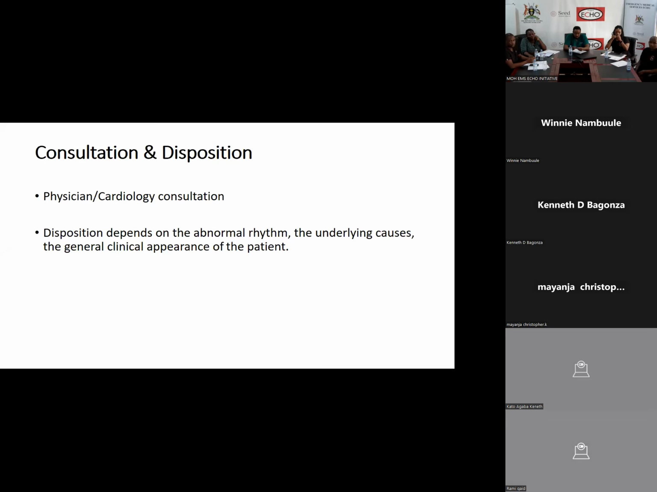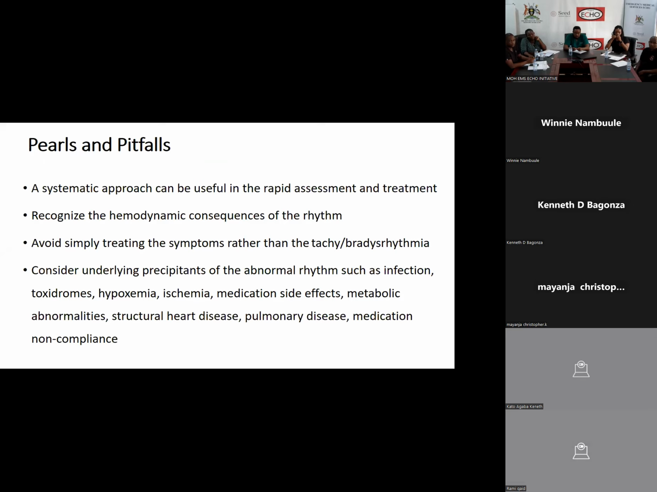So, and then lastly, last slide. Remember that there are some pearls and pitfalls that we need to think about. So remember, systematic approach, recognize the hemodynamic consequences of the rhythm, because that's what brings patients to the hospital most of the time. Remember to avoid simply treating symptoms, but find the cause of the tachy or bradycardia. And then remember, of course, the precipitants. So it can be toxidromes, hypoxia also, ischemia, medication side effects, metabolic abnormalities, heart disease, pulmonary disease. It can be intracranial disease, non-compliance to drugs. It can be abdominal disease, okay?